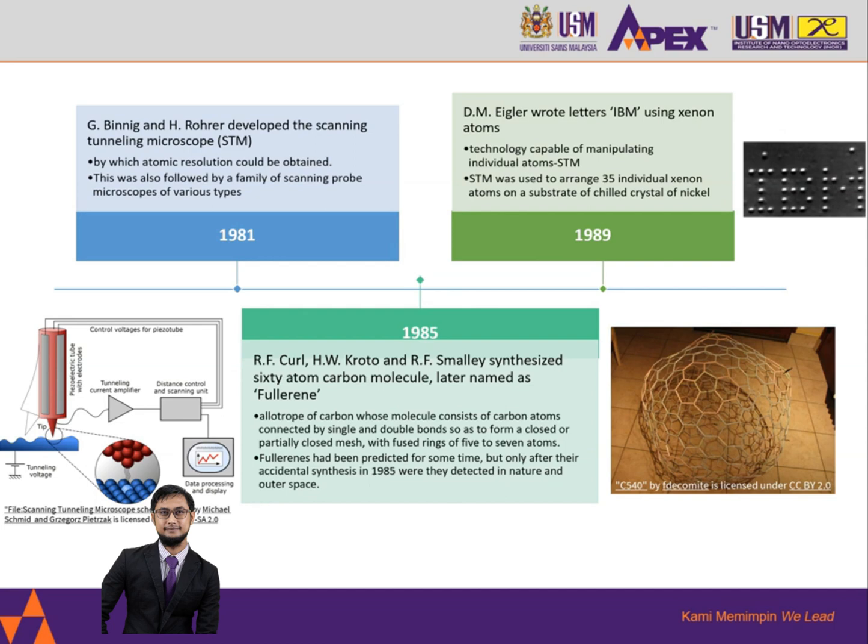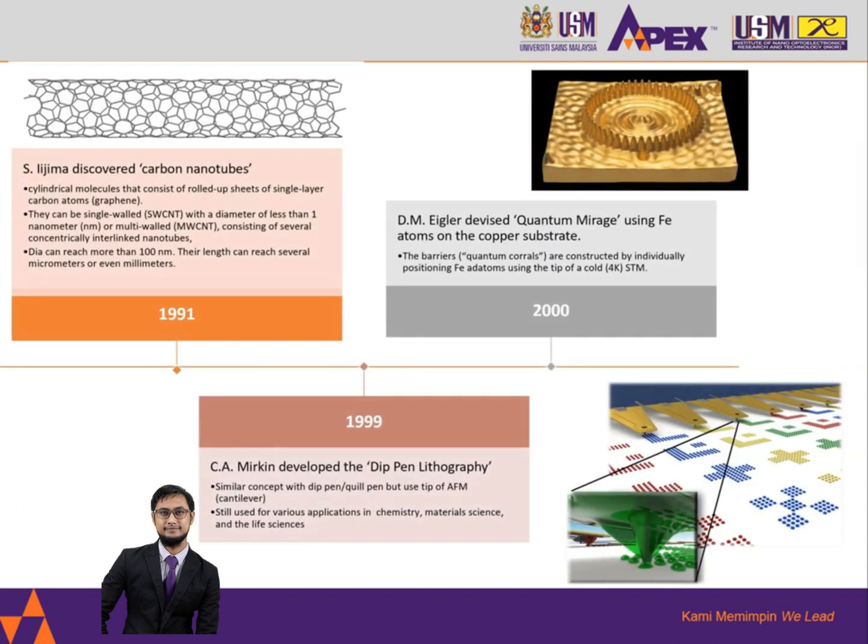In 1989, Don Eigler wrote the letters of IBM. You know, IBM is an electronics company, using xenon atoms. Each individual dot here is an atom of xenon, and such precision writing was made possible by technology capable of manipulating individual atoms, which had been invented earlier, which is the STM. Here, STM was used to arrange 35 individual xenon atoms on a substrate of chilled crystal of nickel.